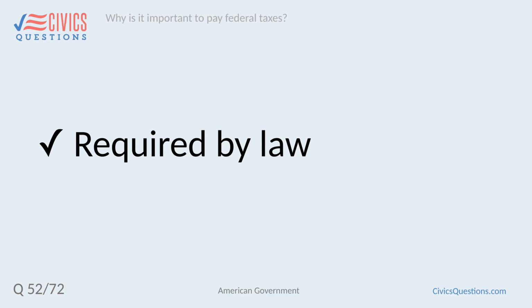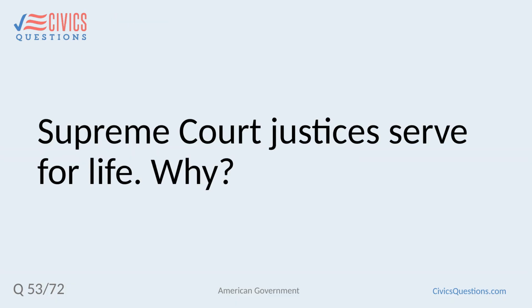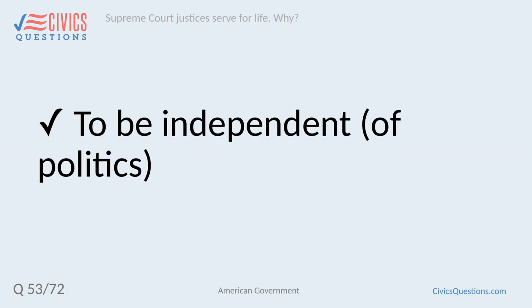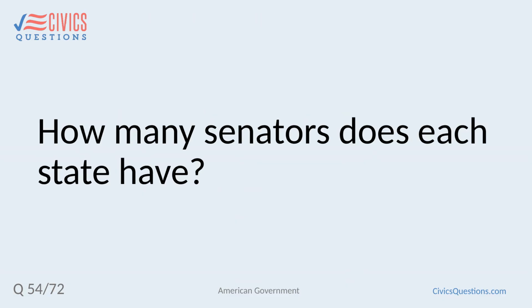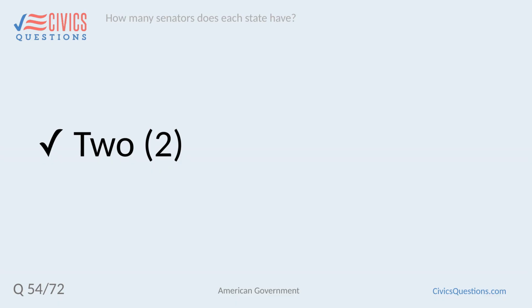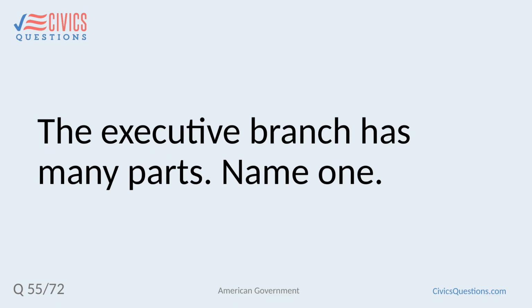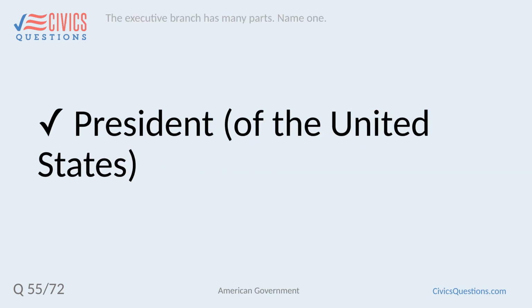Required by law. Supreme Court justices serve for life. Why? To be independent of politics. How many senators does each state have? 2. The executive branch has many parts. Name one. President of the United States.